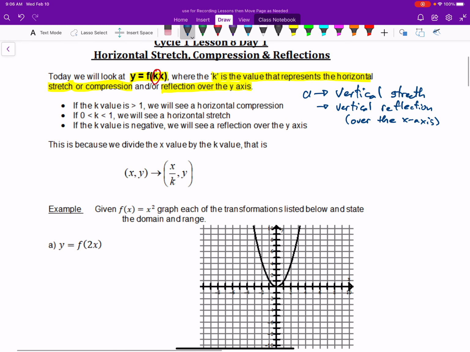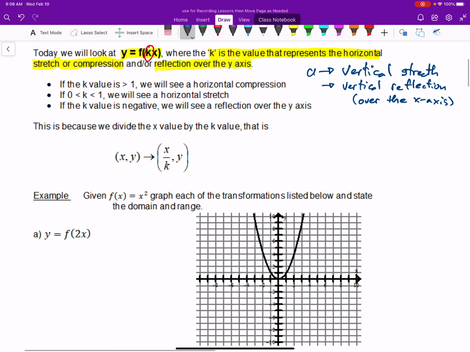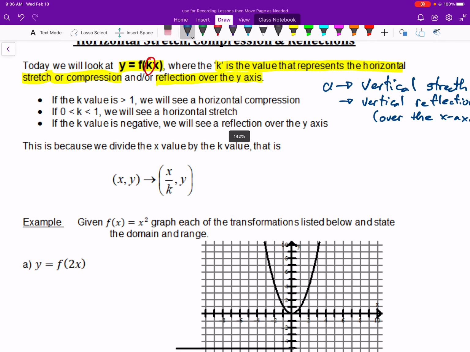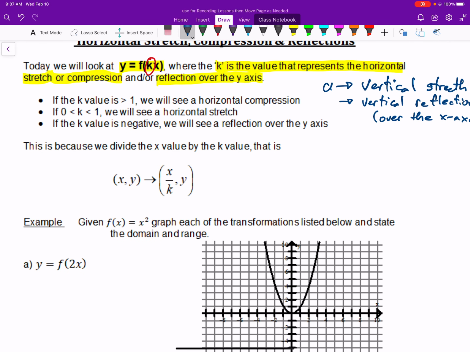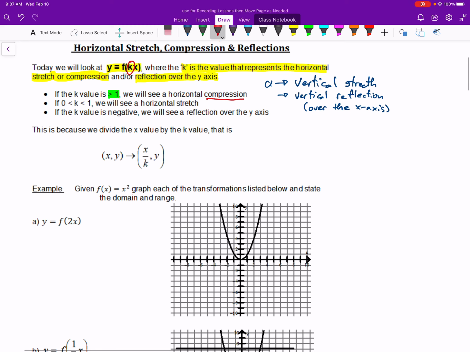Again, a horizontal reflection. If the k value is greater than 1, we're going to see a compression. That's different. For an a value, the bigger the a value was, if we had an a value of 2, it was vertically stretched. It was twice as tall. What we're saying here in k for horizontal is the opposite. If k is, say, 2, it's going to become less wide. It's going to be compressed horizontally.